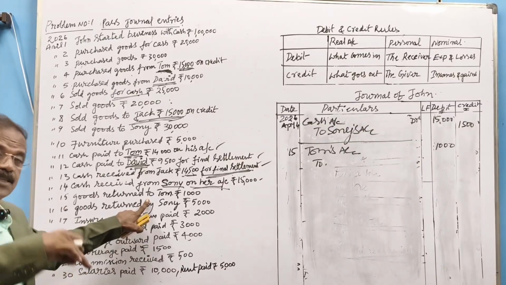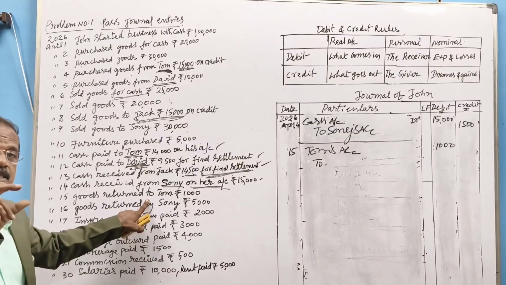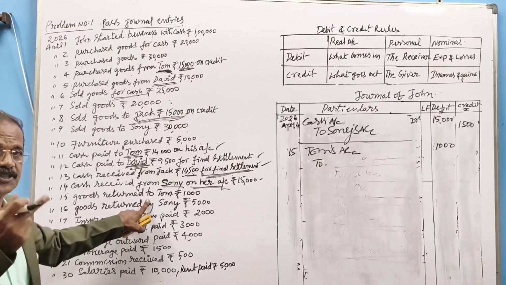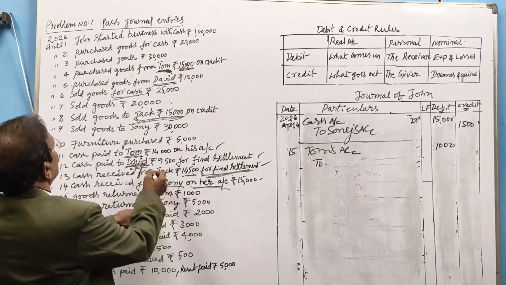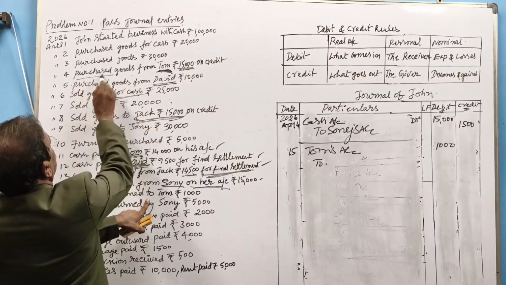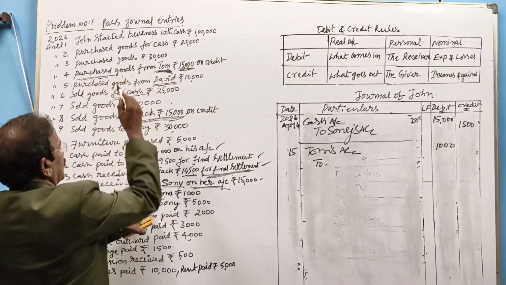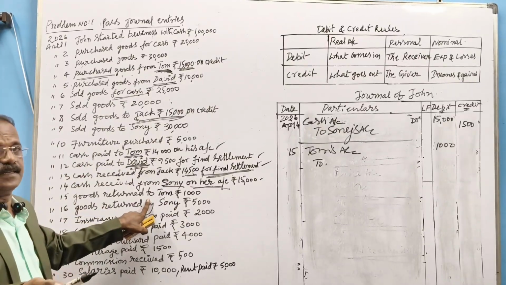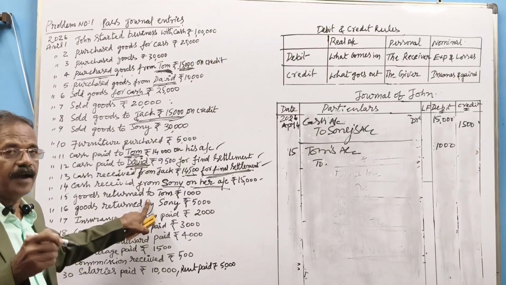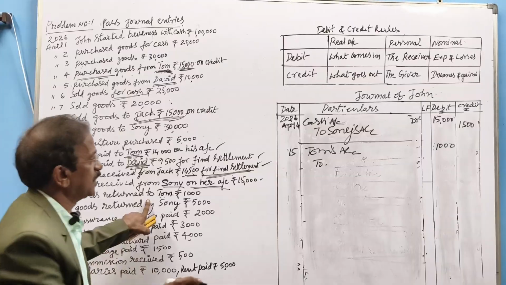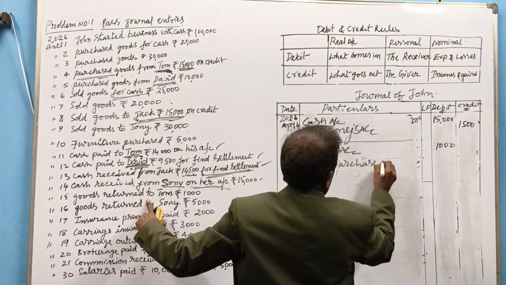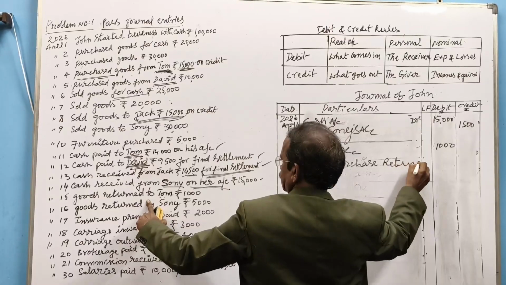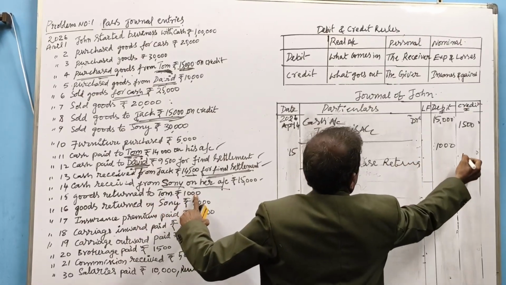So, these goods are given a special name, that is purchase returns. See, we might have already purchased goods from Tom. Those goods we are returning. That's why we have to write purchase returns. 1,000, 1,000.